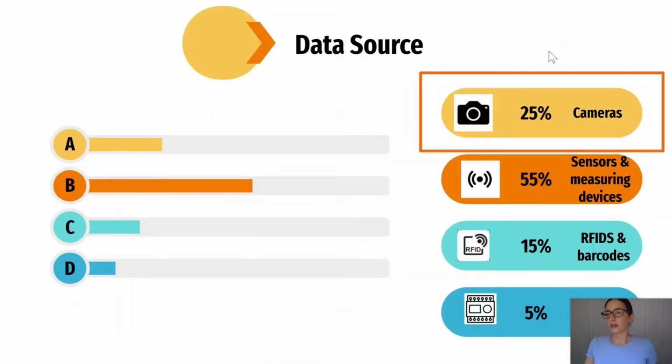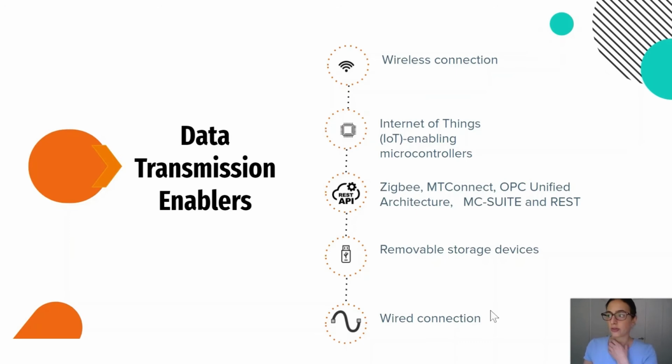Cool. So in our case, of course, we're going to be going with the cameras because we're building an object detection system. Layer number 2 is raw data transmission. So we define raw data transmission enablers as the technology that allows us to move the data from the source to the point in the pipeline where it's first exploited.